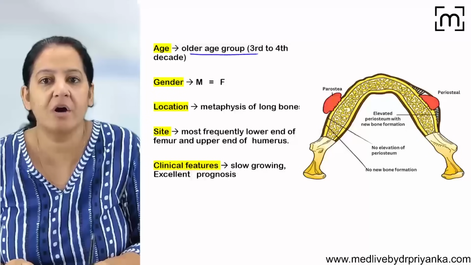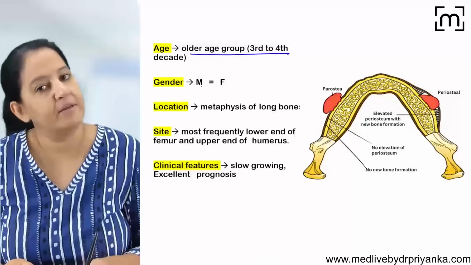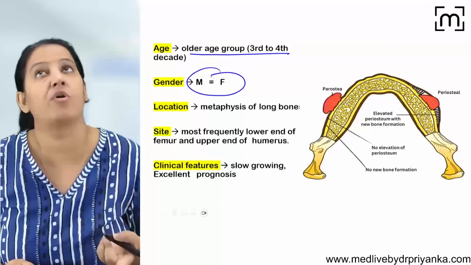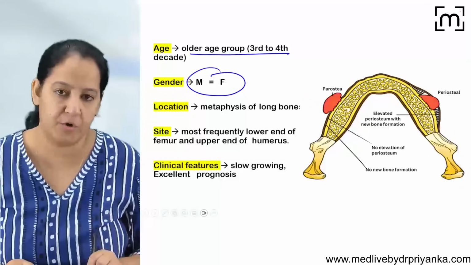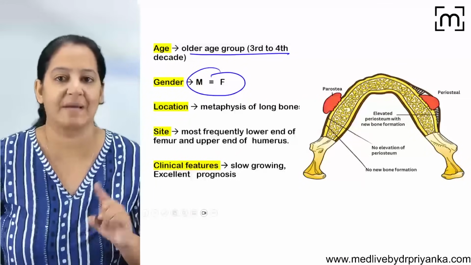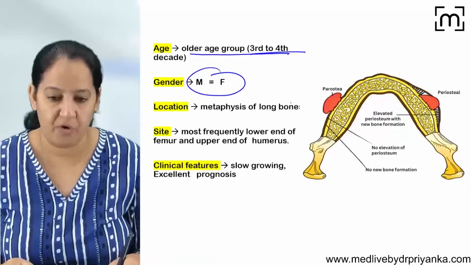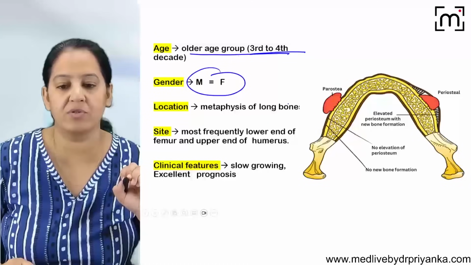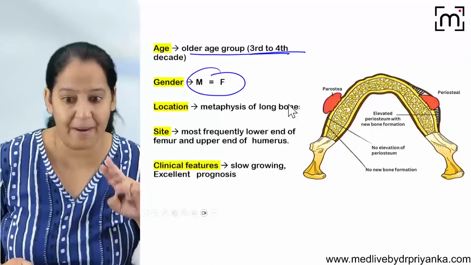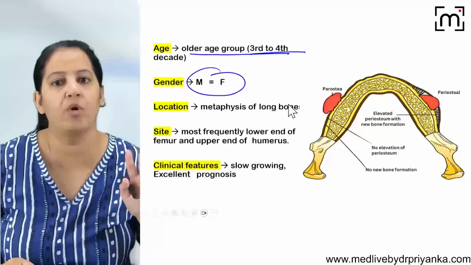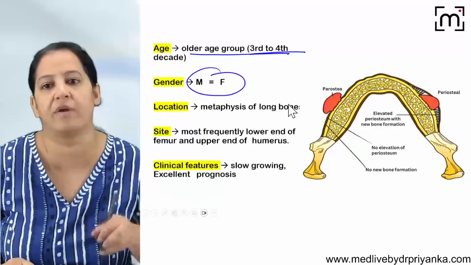It occurs in the 3rd to 4th decade of life. There is no gender predilection, in contrast to central osteosarcoma, which was more common in male as compared to female. And it is occurring in older age, 30 to 40 years, in contrast again to central osteosarcoma, which occurs as a bimodal distribution. But here it is older age, 30 to 40 years or 3rd or 4th decade.